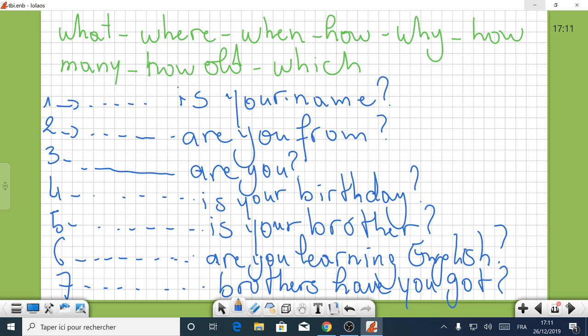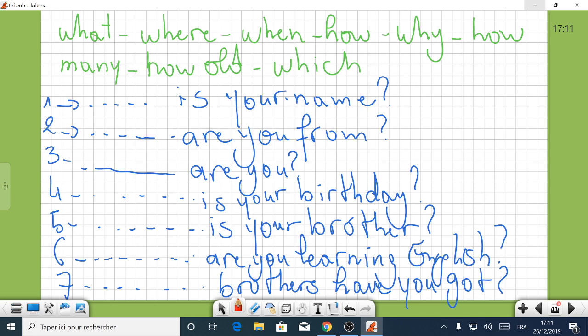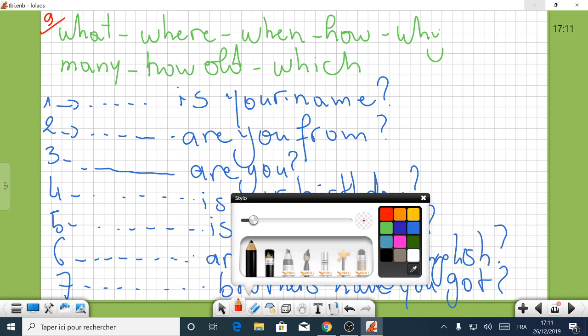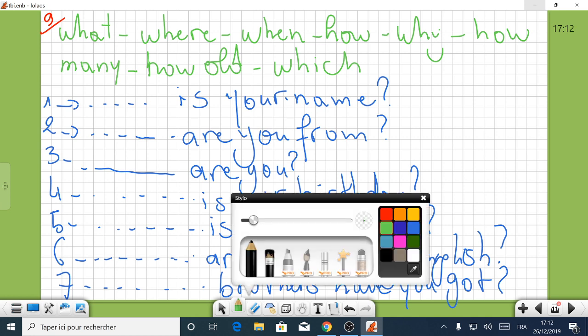So as you can see here, we have question words, 9 question words: what, where, when, how, why, and how. Yes, I wrote it twice. Sorry. It's not mistaken because we have how and we have how many. I didn't see the rest of the question words. So how many, how old, and which? Of course, we do it all together.